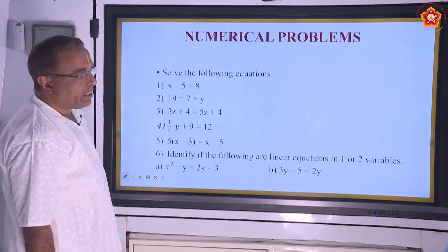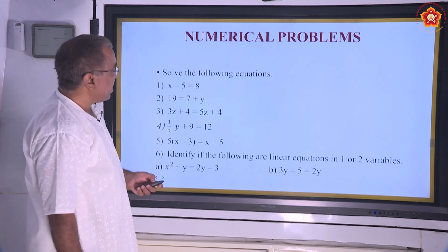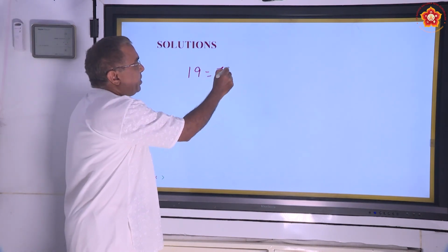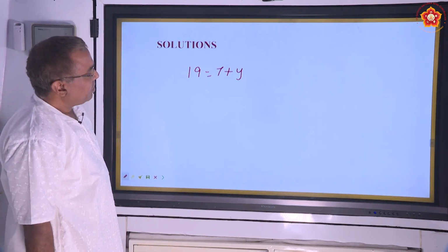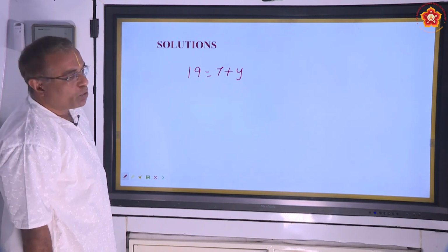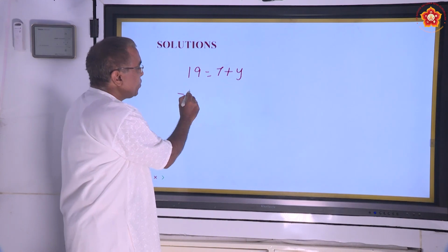Now, we will move on to the next question. It is almost the same type. 19 equals 7 plus y. So, again we will bring all the variable terms to the left hand side. So, plus y will become minus y.